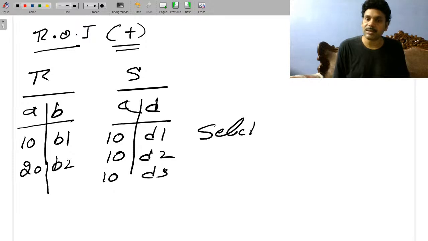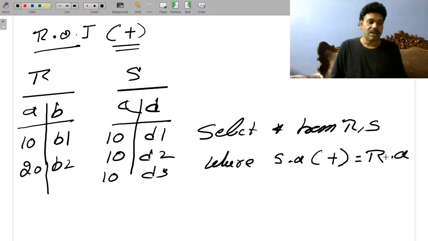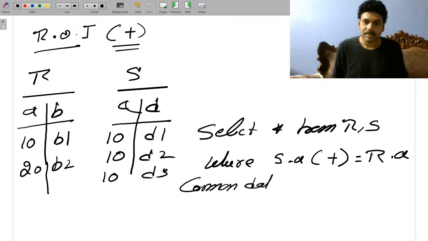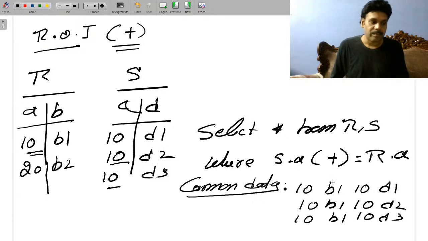If I'm asking a query here, select asterisk from R comma S where R dot A of plus is equal to S dot A. Otherwise, let me write it like this: where S dot A of plus is equal to R dot A. First, it will give you common data. So what is the common data it will give you? Please see: 10 b1, 10 d1. Next, again 10 b1, 10 d2. Next one, 10 b1, 10 d3.